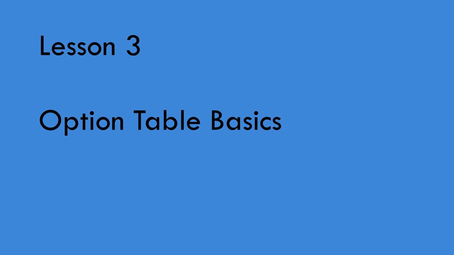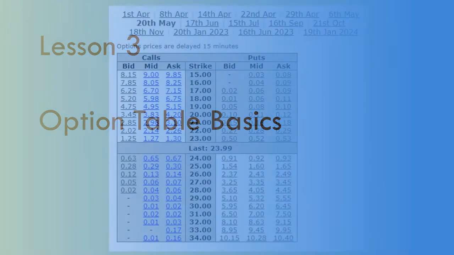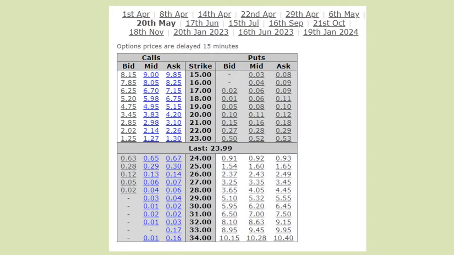Lesson 3. Option Table Basics. Any table that a broker uses to list the various information that pertains to options contracts is known simply as an options table. A more commonly used term is options chain. Here is a simple options table that we can use to gain an understanding of what is contained in one of these tables and how they are used. But first let's take a look at some basic terminology associated with these tables.